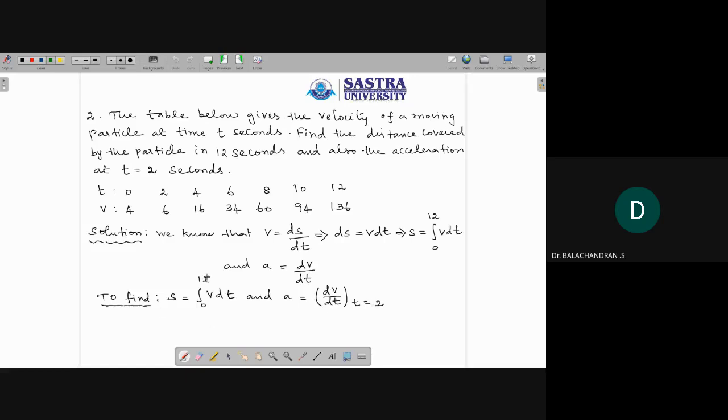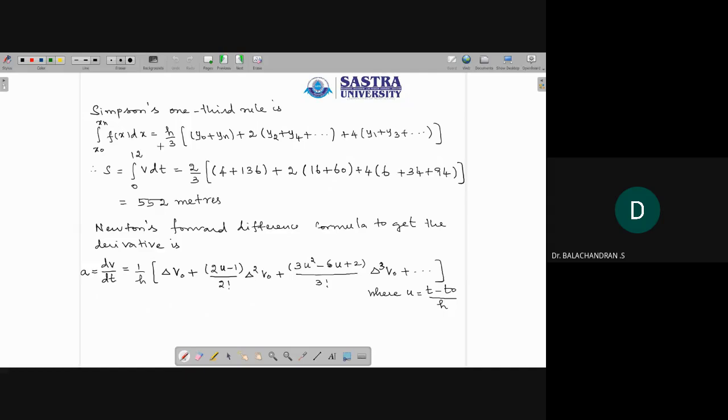First we will find s. Here there are 1, 2, 3, 4, 5, 6 intervals, so you can use all three formulas. It is better to use Simpson's one-third formula. Simpson's one-third rule is integral x0 to xn of f of x dx equals h by 3 into y0 plus yn, plus 2 into y2 plus y4 and so on, plus 4 into y1 plus y3 and so on.